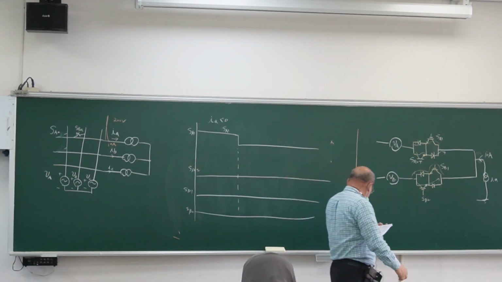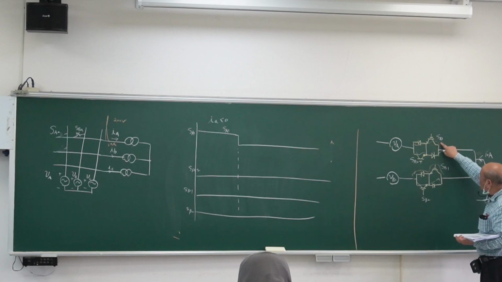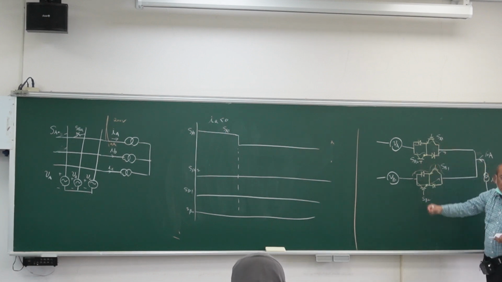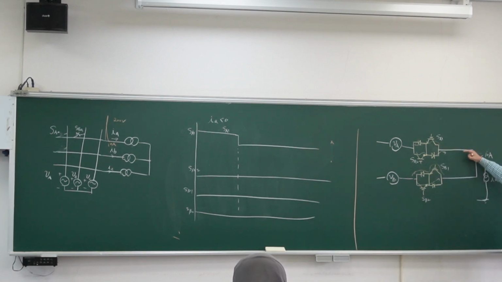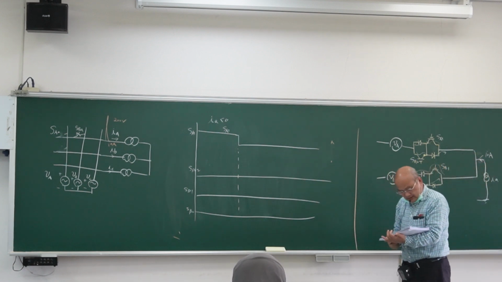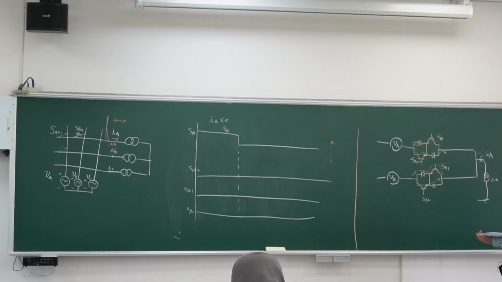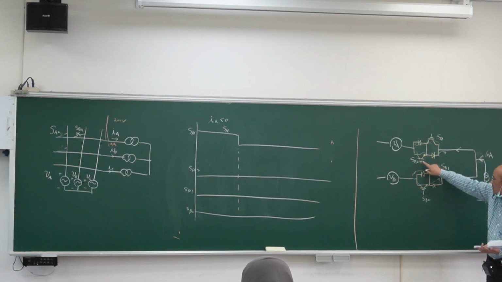If IA is negative, should you turn on SA1 or SA2? IA goes this way. SA1, right? So you choose SA1. If SA1 turns on, it is okay. How about if I turn on SA2? Do you think it is okay or not okay? Now I know the current goes this way. How about I turn on this one?